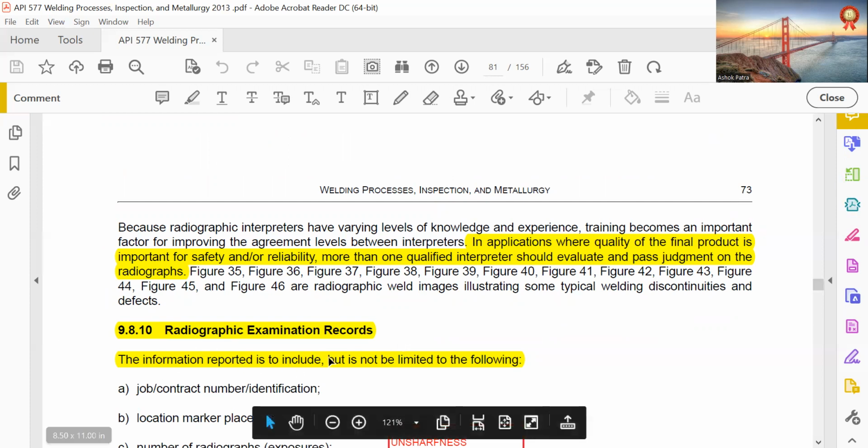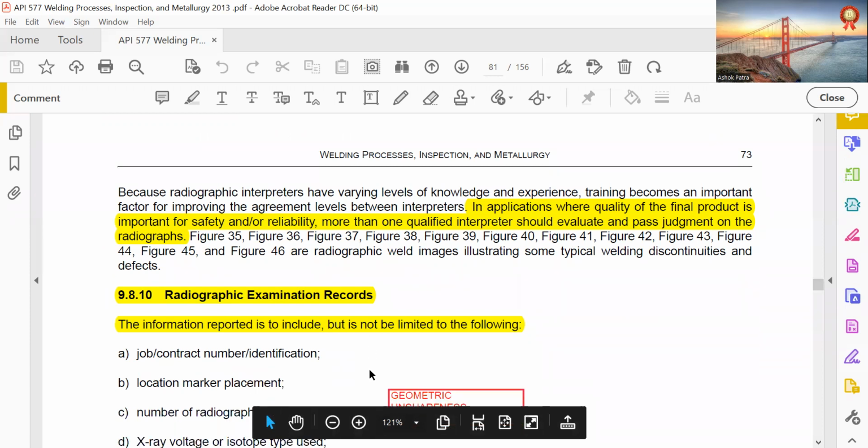Radiographic examination records. The information reported includes, but is not limited to, the following.